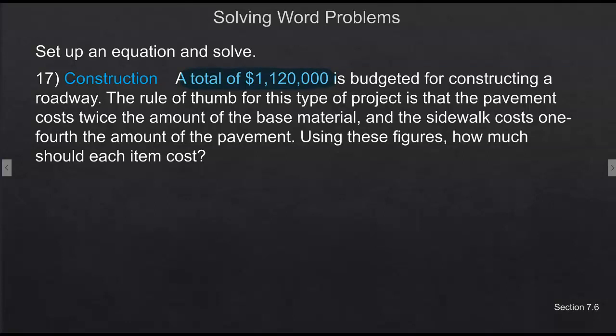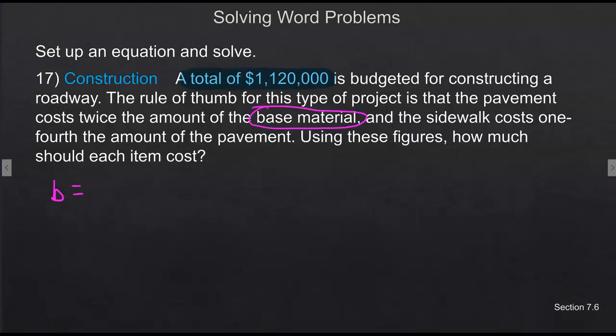Because if we can figure that out, then we can come up with the rest of them. The rule of thumb for this type of project is that the pavement costs twice the amount of the base, and the sidewalk costs 1/4 the amount of the pavement. So from that, I know that we're going to base it on the base material. All right, the cost of that.